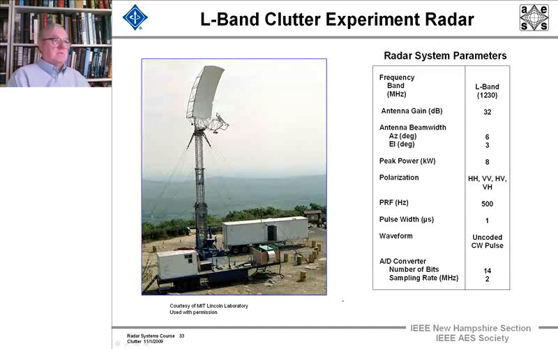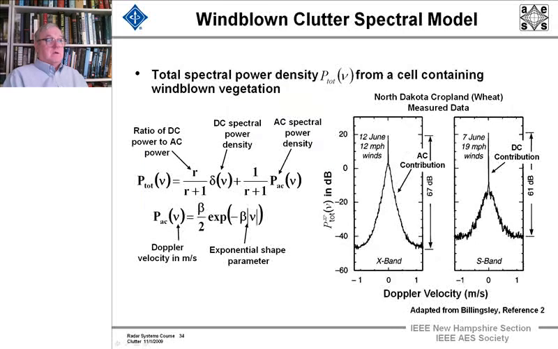The clutter measurements equipment was modified to generate this L-band clutter measurements experiment equipment, where the frequency is 1230 megahertz, 32 dB gain, an antenna with 6 degrees in azimuth, 3 degrees elevation, 8 kilowatts of peak power, the ability to collect data at all 4 polarizations, 500 Hertz PRF, 1 microsecond pulse, uncoded CW pulses with another bit added in to see down deeper into the clutter, and a sampling rate of 2 megahertz. And this was used to look at the wind-blown spectral clutter.